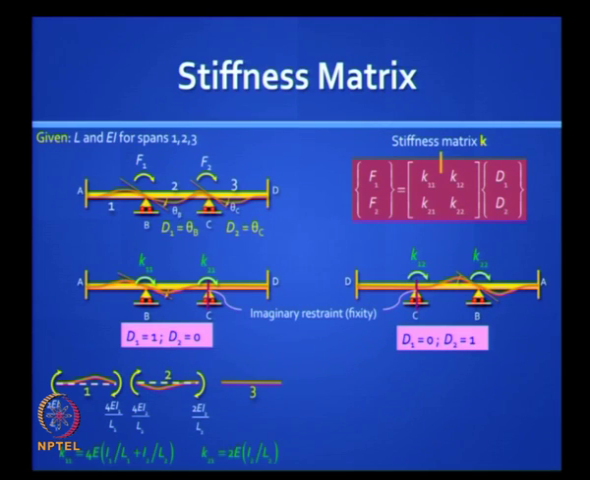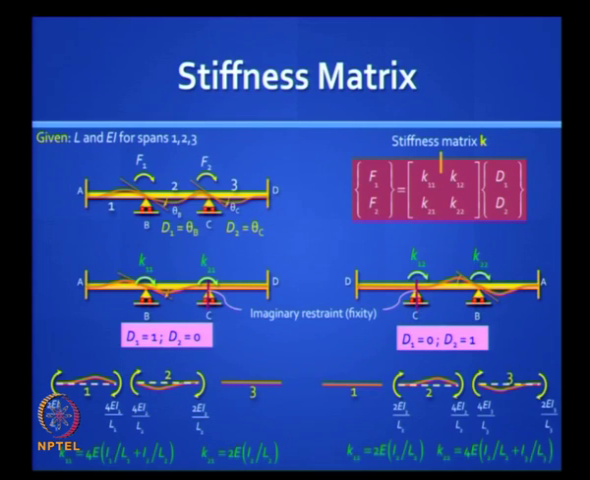Very easy to do. What is K21? K21 is what you get at the support which you artificially fixed, F2. What will it be? 2 EI2 by L2, right? Similarly you can do for the other case, and you see the beautiful symmetry in K21 and K12. That is how easy it is. So it is not difficult once you are comfortable with the kinematic indeterminate structure.